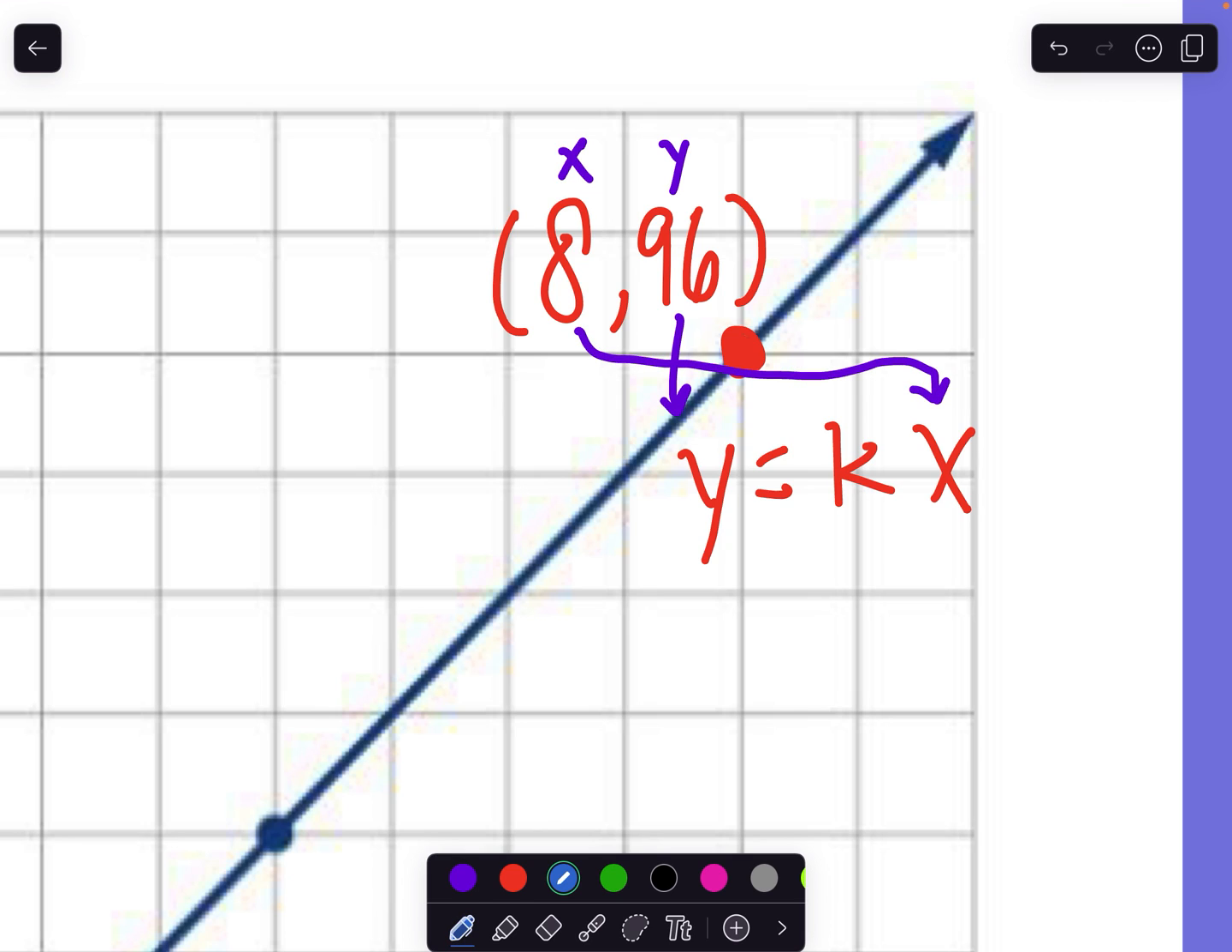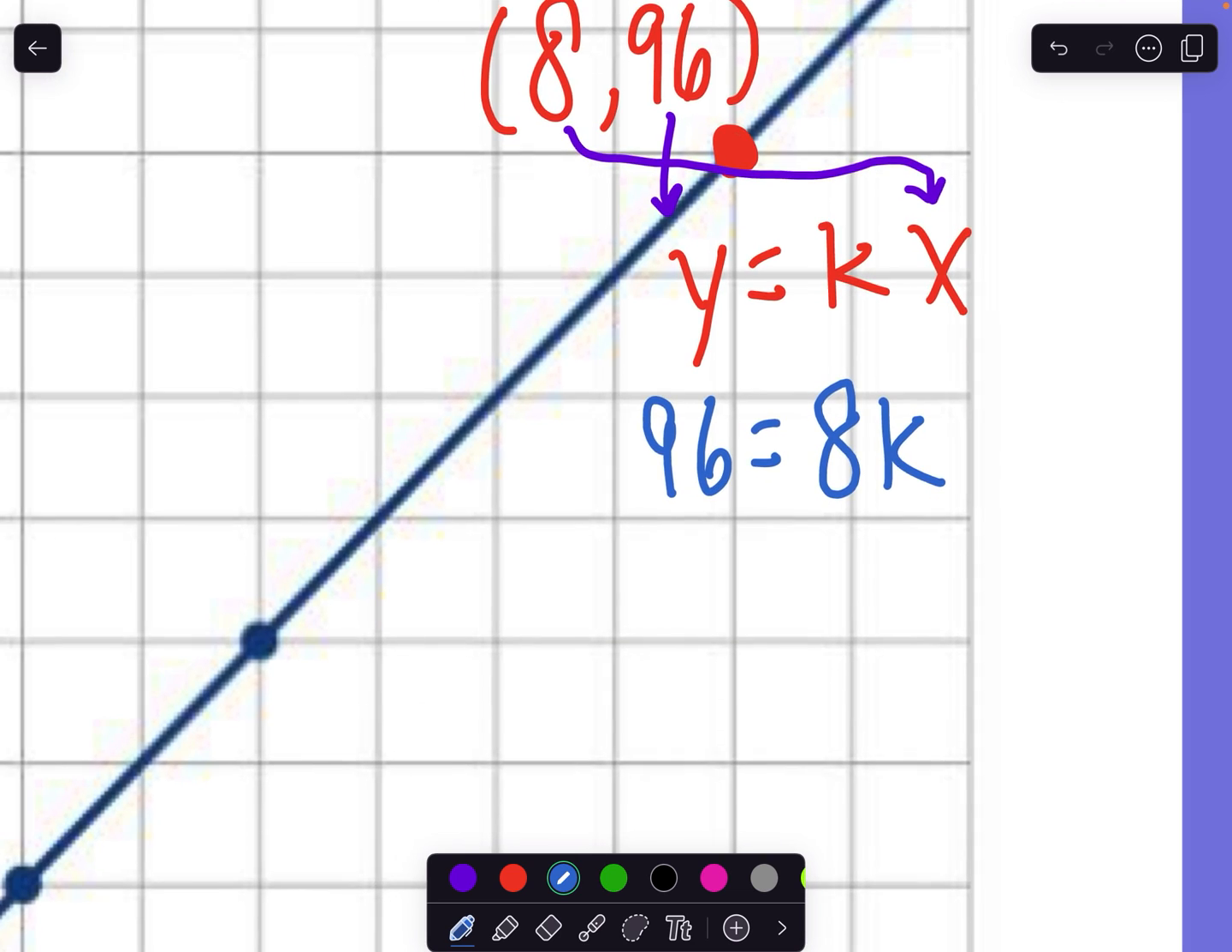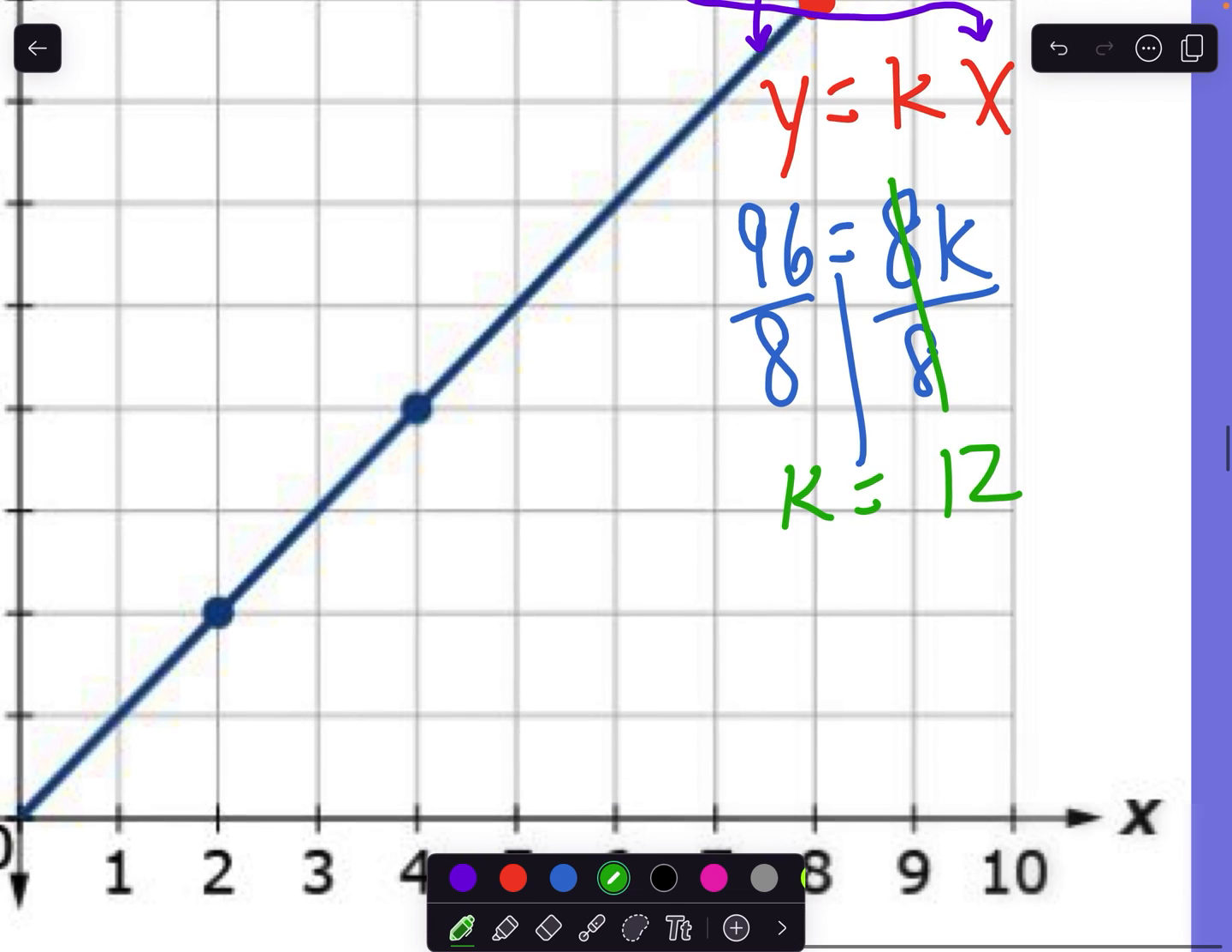So I'm going to put this in here. 96 equals, now instead of saying k times 8, k8, we write that 8k. That's the way you write it. Now if I solve this little mini equation, I divide by 8s, and you're going to get k equals 12. That means $12 per hour. Same answer.